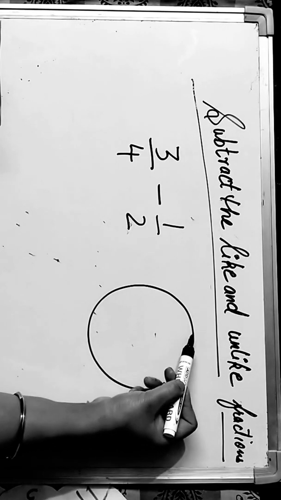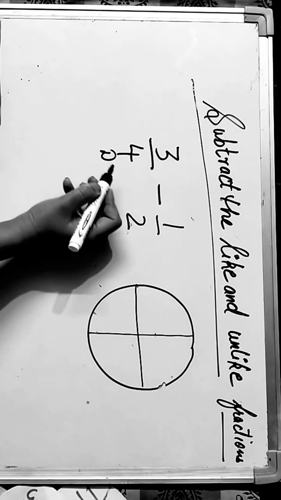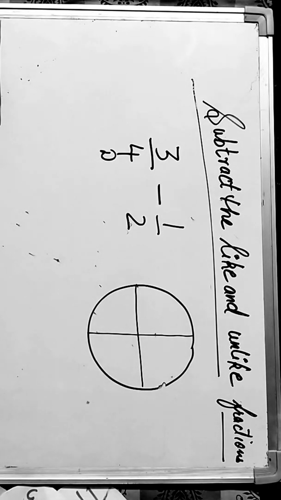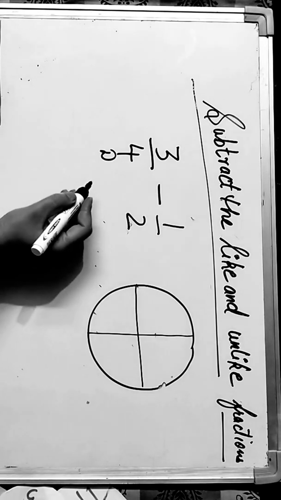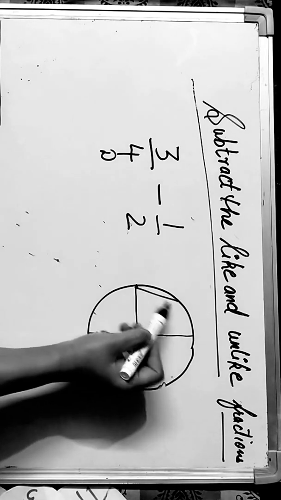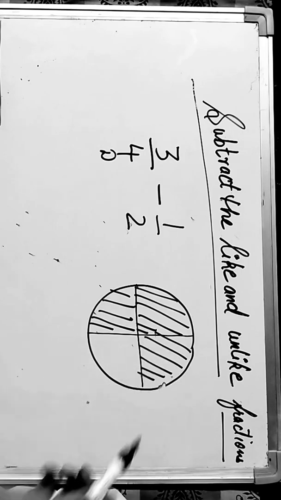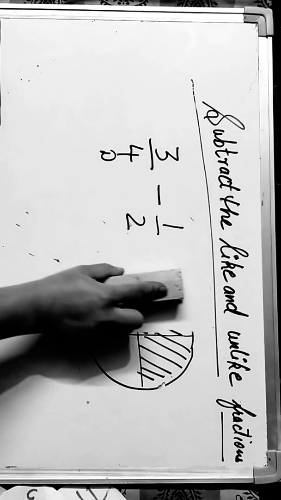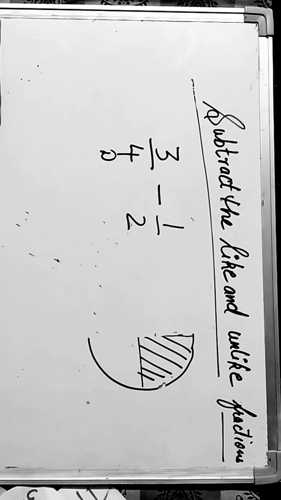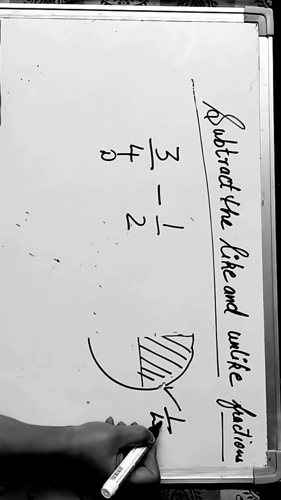I'll draw 3/4. This is a pie. These fourths I have made because the denominator shows the fourths. The denominator shows that we have to make 4 equal parts. So if this is like this, now what will we do? We'll shade it. I have 3/4. Okay. How much do I have to eat? Very simple. I have to eat half. Half is equal to how much? 2/4. So how much am I left with? I am left with only 1/4.